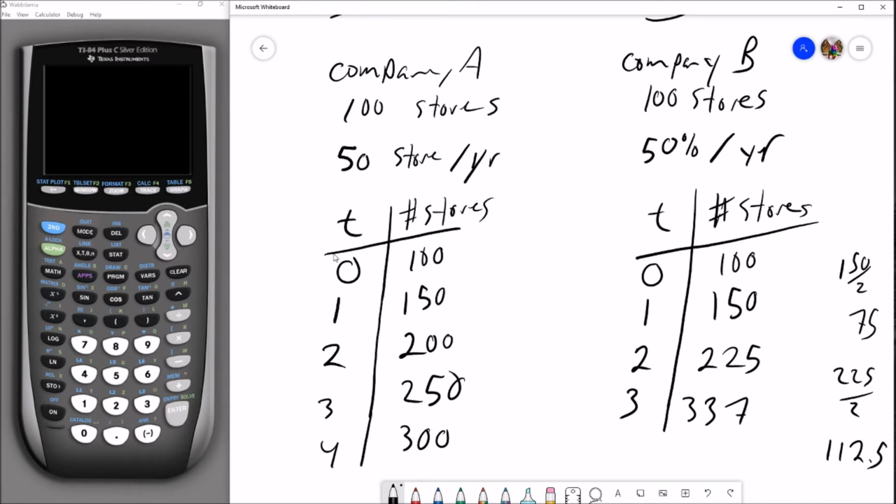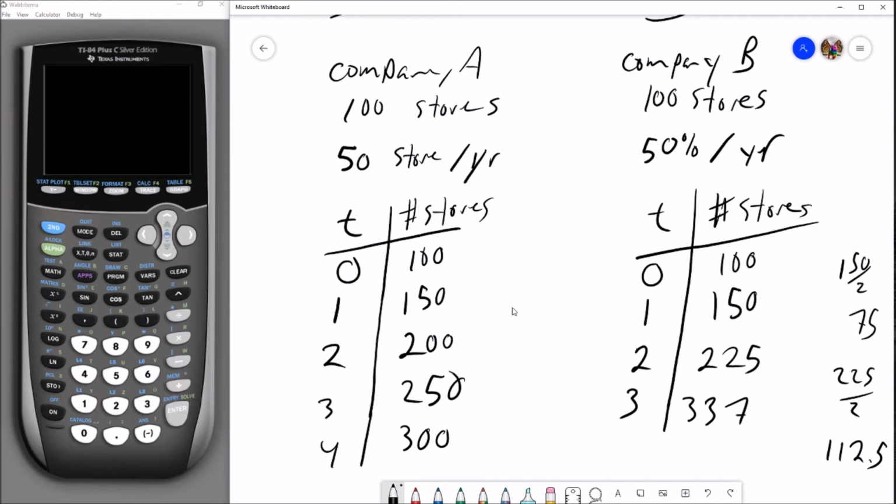In just 2 years, Company B has already surpassed Company A in number of stores, and within 3 years has already exceeded what Company A would have in 4 years, in fact more like 4.5 years. So we can see it does not take much time at all for the growth of Company B to exceed a linear growth model as demonstrated with Company A. So this right here, Company B, exemplifies exponential growth.